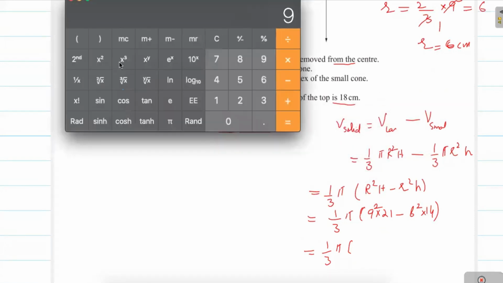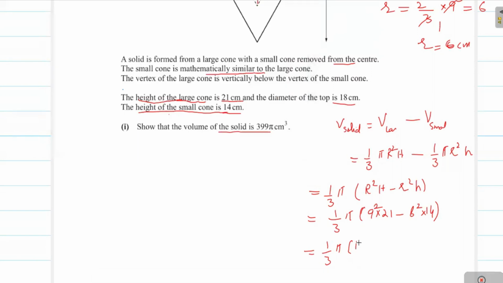multiplied by 21 minus 6 square multiplied by 14, and this will be equal to 1197. Now we divide by 3. This will be equal to 399 pi, the volume of the solid. So the volume of the solid is 399 pi cubic centimeters. This is the answer.